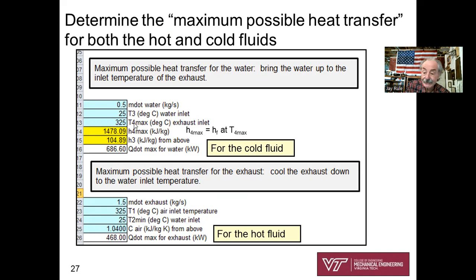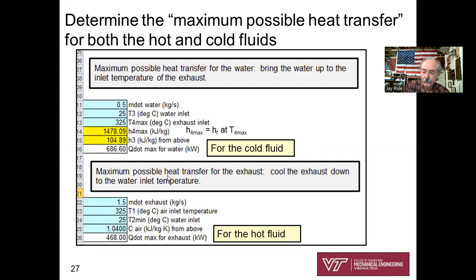We need to go back out and look at H4 max. We'll use our H sub F at T4 max. We'll write down that number, 1478. That's a very high enthalpy. And we'll apply the first law for the cold fluid. Q dot max is equal to 686 kW. In other words, the maximum heat transfer we could get into the cold fluid would be 686 kilowatts.